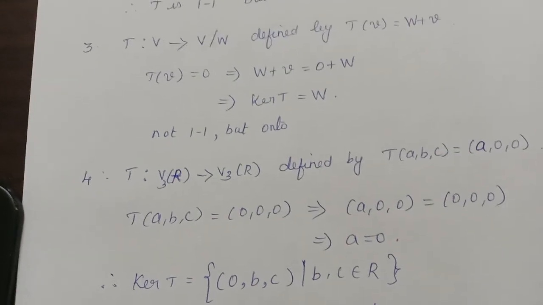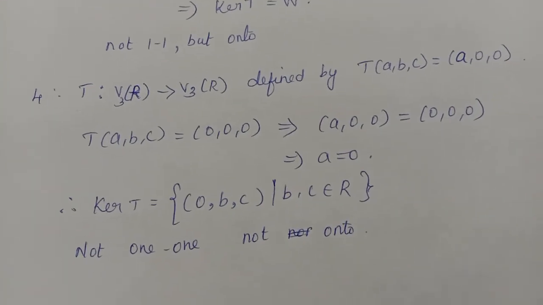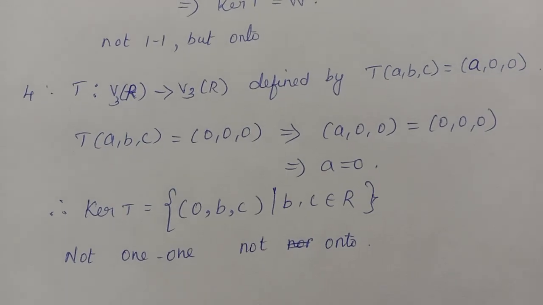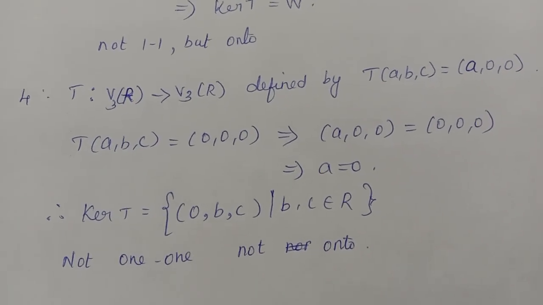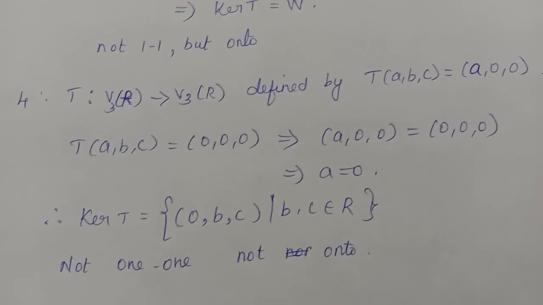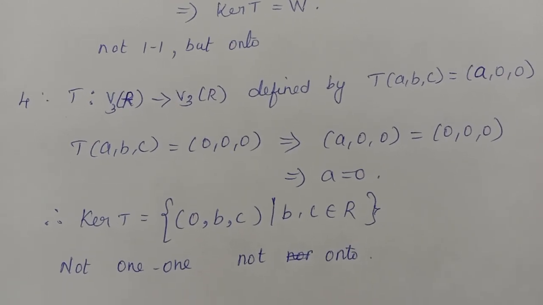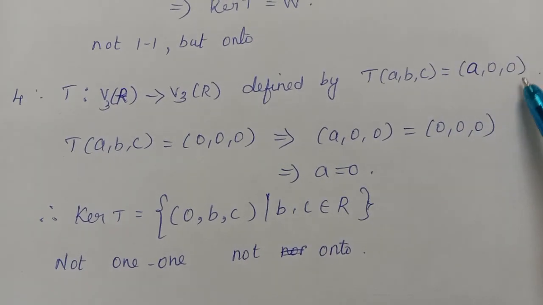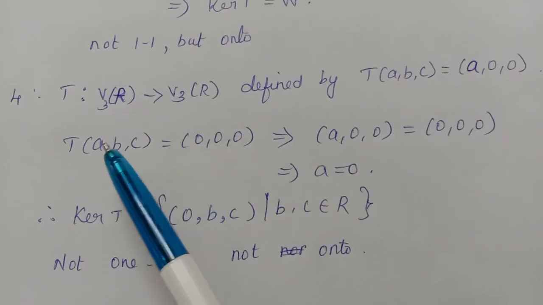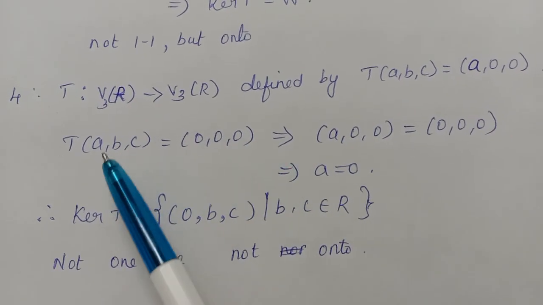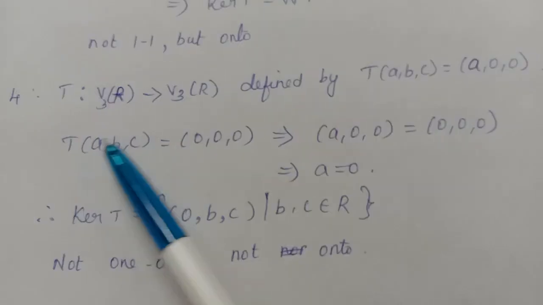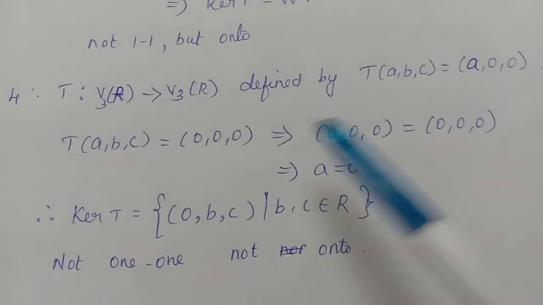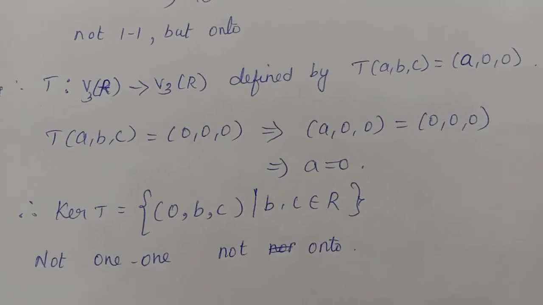Next one is T, a mapping from V3(R) to V3(R) defined by T of (a,b,c) equals (a,0,0). That means for every point in three-dimensional space R3, we are mapping it to points on the x-axis. (a,0,0) means the x-axis. So when will you have the image equal to 0? That is irrespective of b and c. T of (a,b,c) equals (a,0,0), so it is mapped to 0 means a is equal to 0. So b and c can be anything.